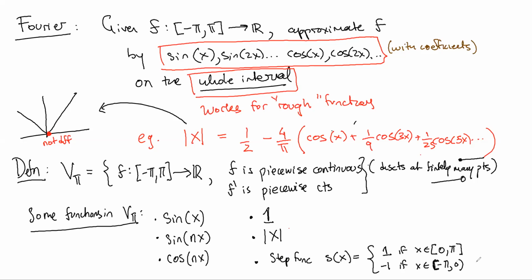Okay, so that function looks like exactly what I wrote over there. So those are some functions that are in this vector space. Some of them are rough, like the step function, and some of them are really smooth and nice, like the trigonometric function. Okay, so any questions about why these are in the vector space?